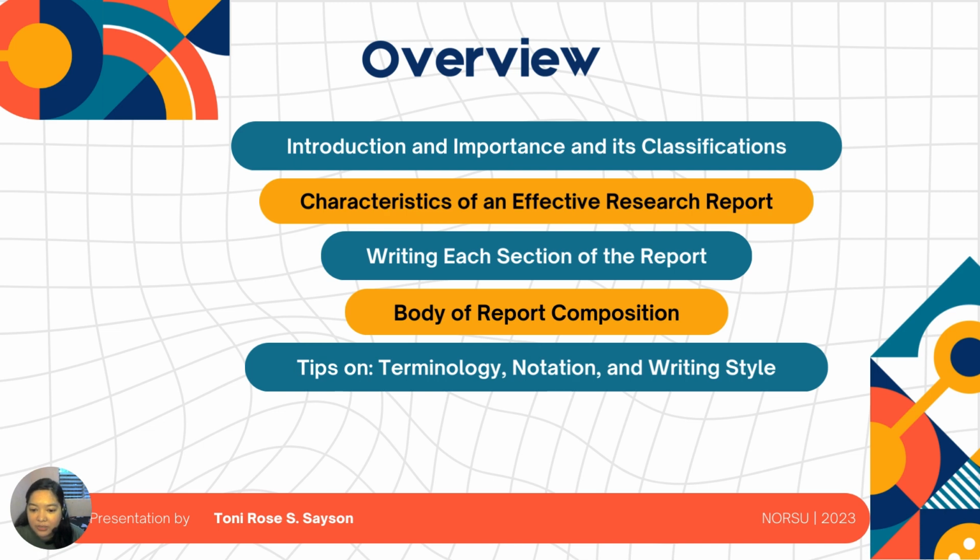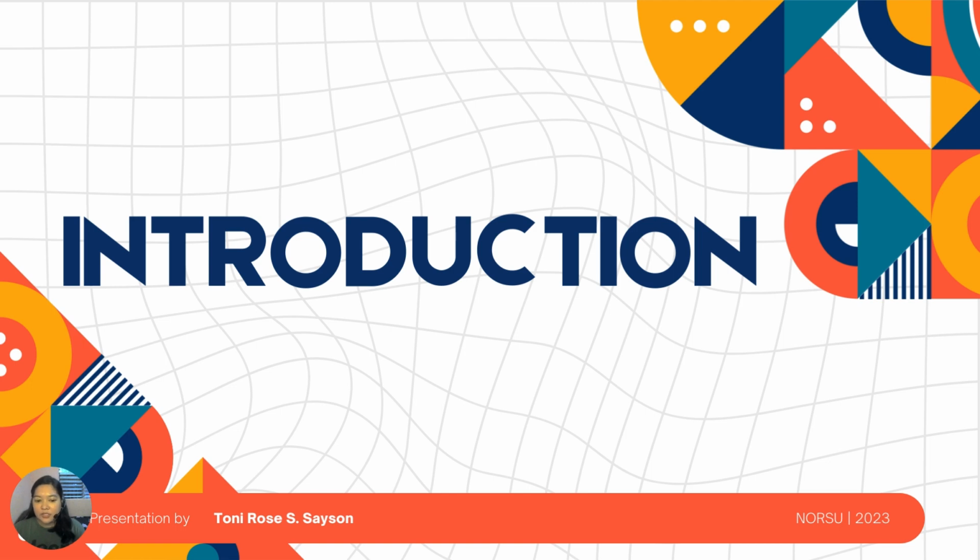Second is on the characteristics of an effective research report. Third is writing each section of the report. Fourth is on the body of the report. And lastly is on the tips on terminology, notation, and the writing style. So let us start with the introduction.